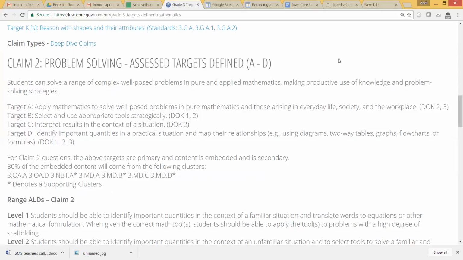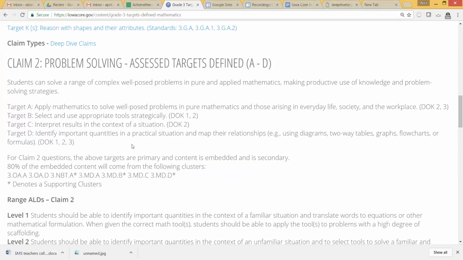So we have a DOK level, depth of knowledge, of 2 and 3 there. Target B is to select and use tools, appropriate tools strategically, a DOK 1 and 2. Remember, this is 3rd grade. Target C is interpret results in the context of a situation, DOK 2. And target D is identify important quantities in practical situations and map their relationships using diagrams, two-way tables, graphs, flowcharts, or formulas, DOK 1, 2, and 3. So these are already there. So we don't have to focus on the DOK level.